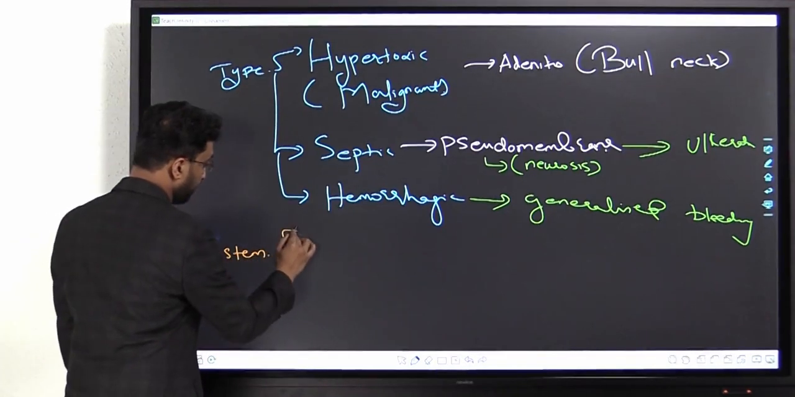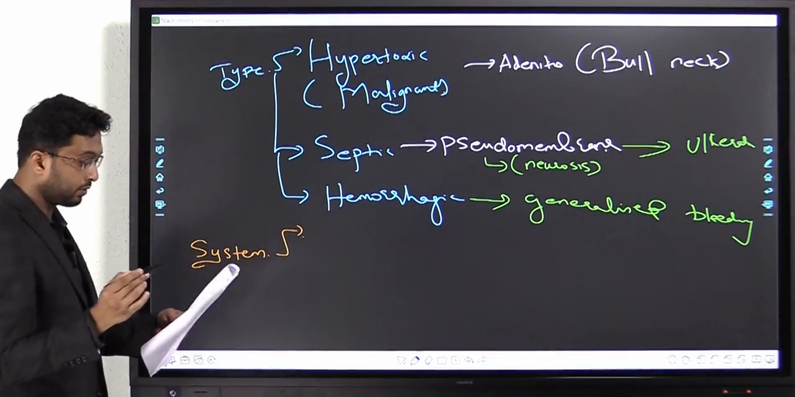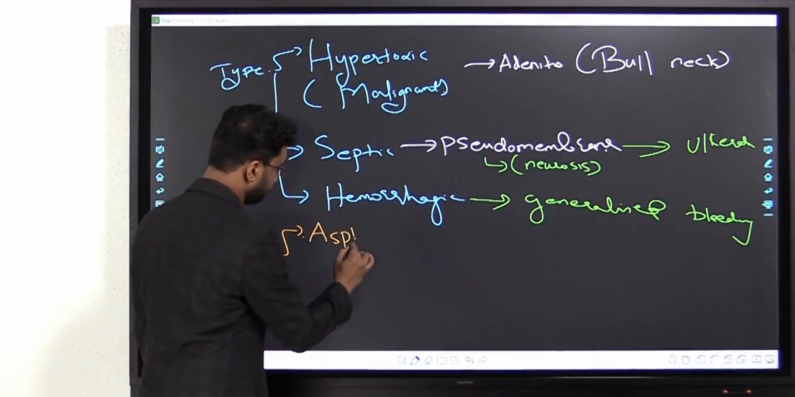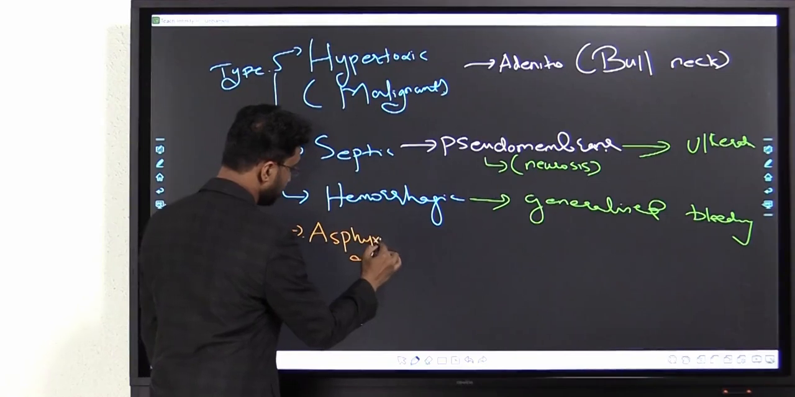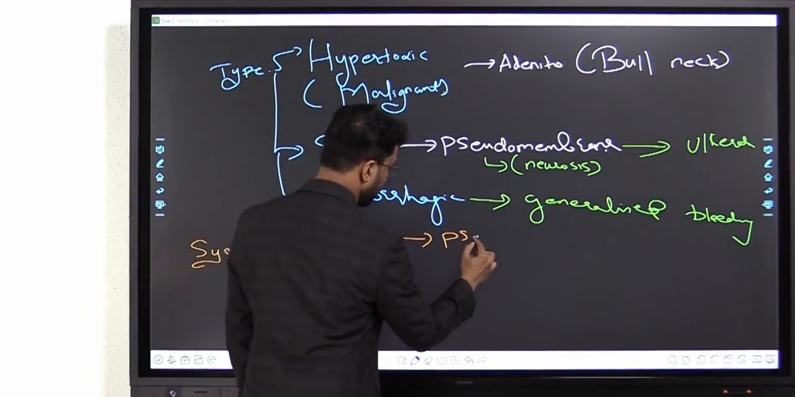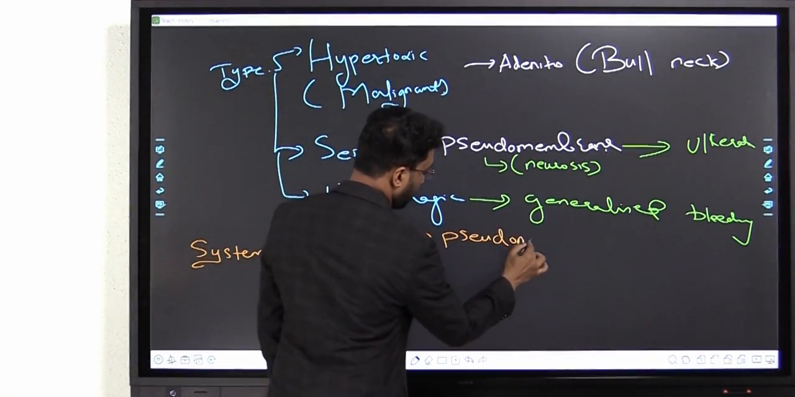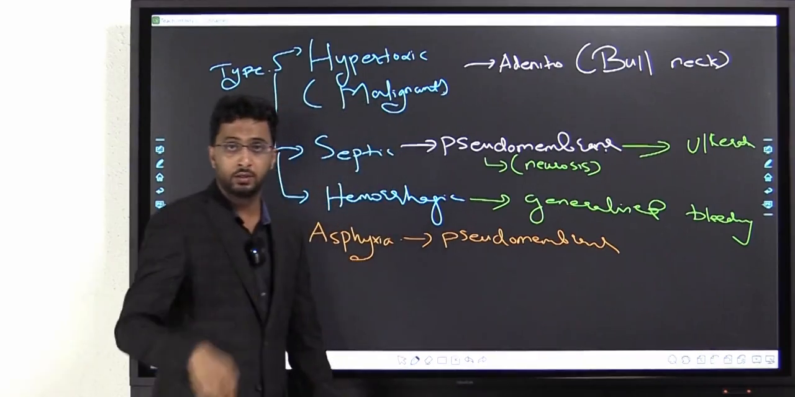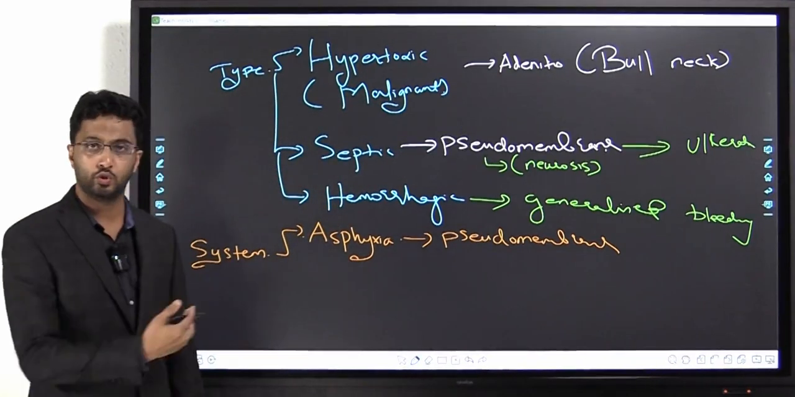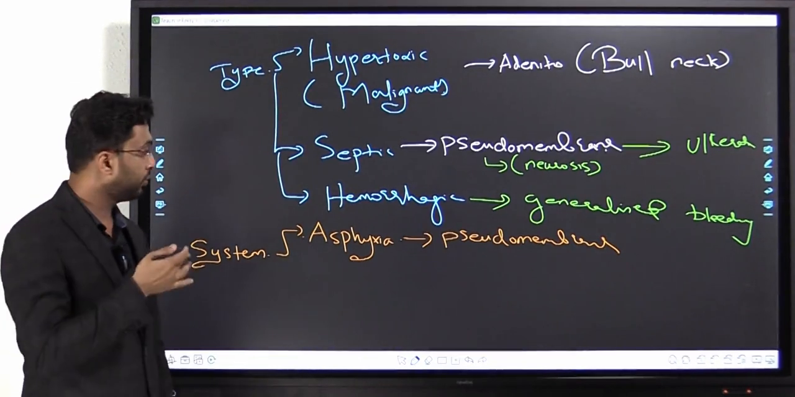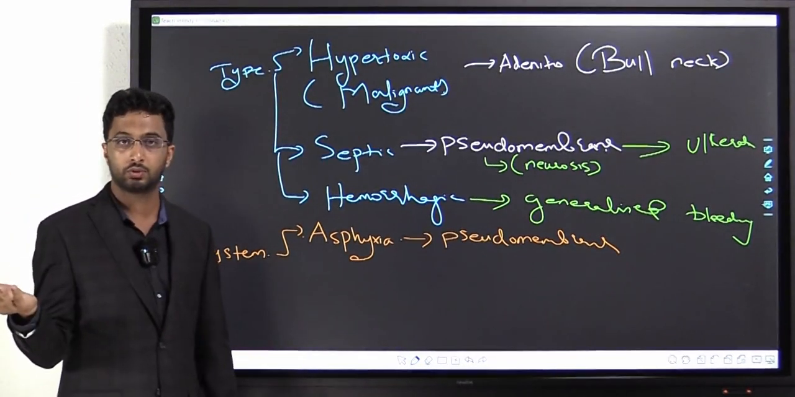The first important complication is asphyxia, which is due to pseudomembrane. So what is asphyxia? It means the patient can't breathe due to the pseudomembrane which blocks the pharynx or larynx, isn't it? So it can lead to choking of the patient.